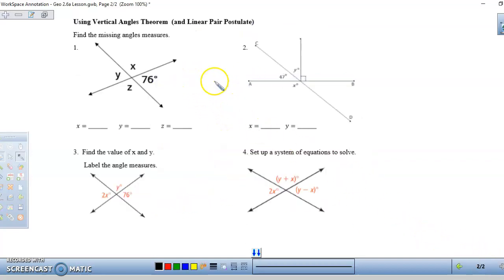Okay, a couple of warm-up problems here as well. So 1 and 2 are problems we definitely did last chapter. So again, I'm going to give you a minute to pause and try 1 and 2.